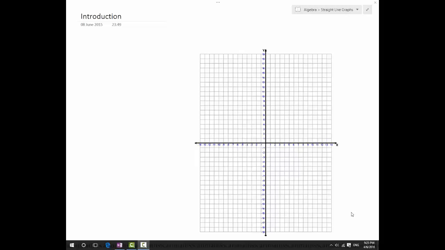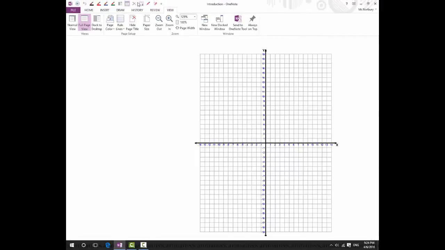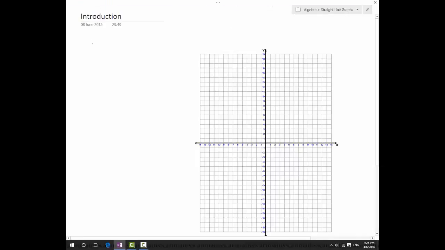This is the introduction lesson, and in this lesson we're going to be talking to you about quadrants, coordinates and how they form straight lines. So let's first talk about quadrants.